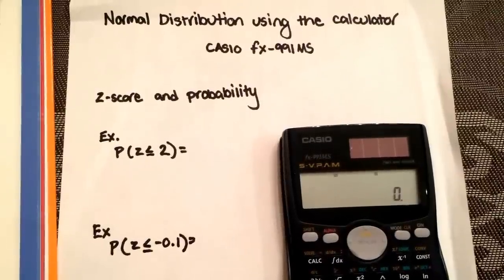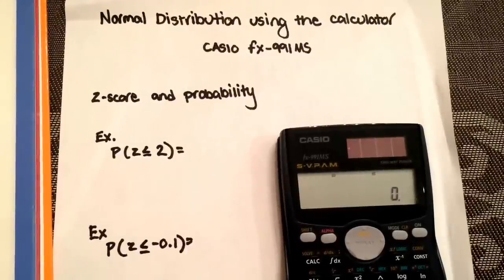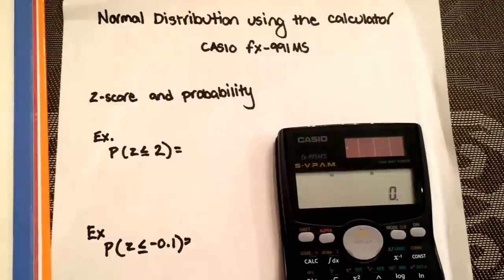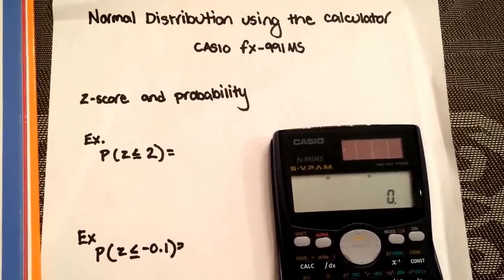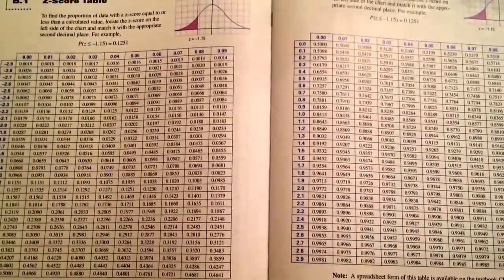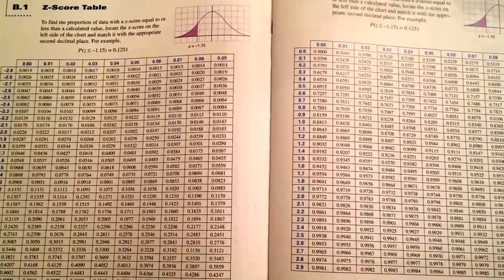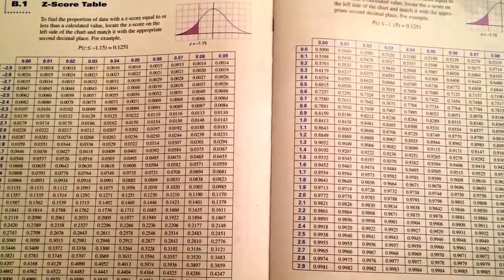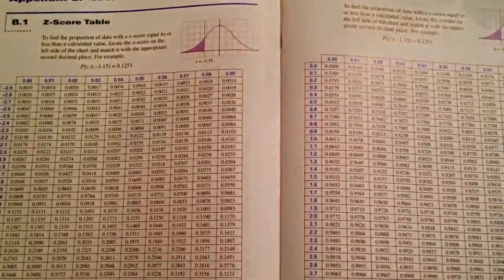I'm going to show you how to do normal distribution on the calculator Casio fx-991MS. Okay, so I'm going to show you how to get the Z scores, the probabilities from the calculator without the need to carry around the whole Z score table. So this Z score table here is actually all stored in the calculator, so there's no need to flip through paper or to look up values manually.